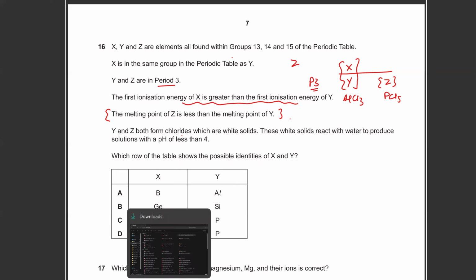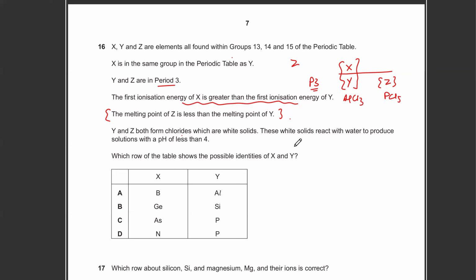If you look at the chlorides, just remember that silicon chloride is a liquid. It's a colorless liquid. Phosphorus PCl5 is a white solid. So I guess this is phosphorus and this is aluminium. These white solids react with water to produce a solution, so they are acidic. Both of them are acidic. They both hydrolyze and they form acids.